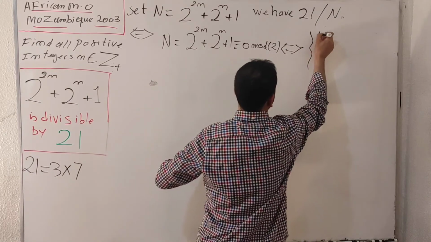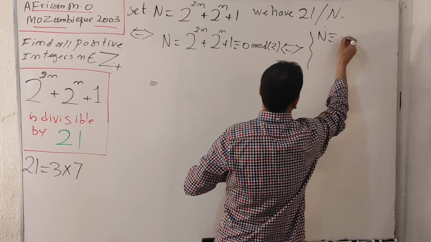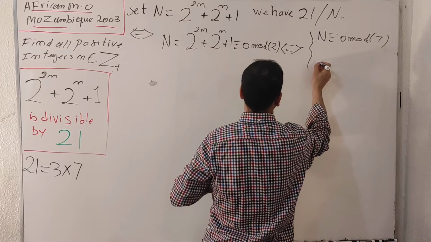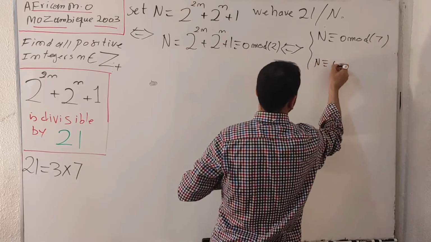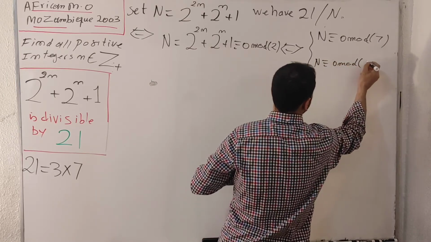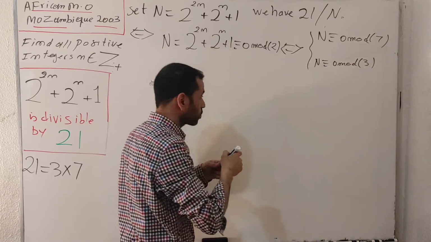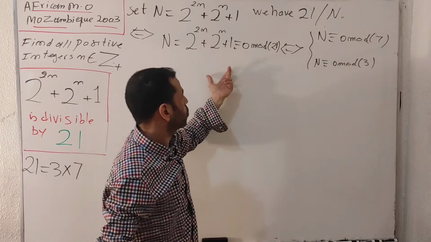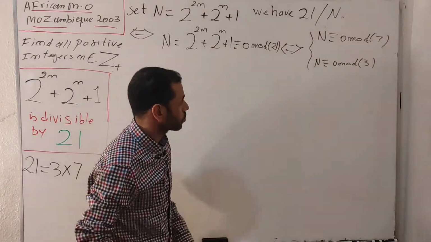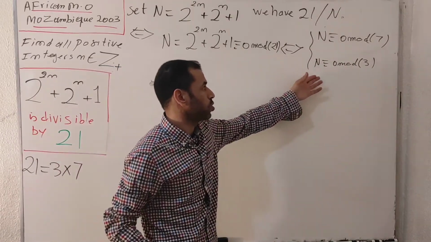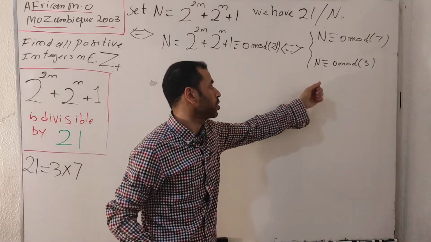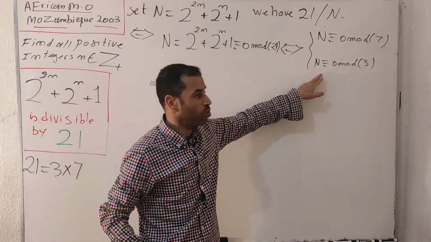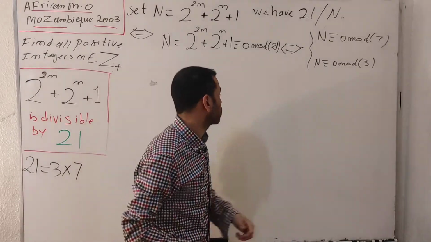This is equivalent to capital N being congruent to 0 mod 7, and also capital N being congruent to 0 mod 3. In other words, 21 divides this term means that 7 divides this term and 3 divides this term. Now this is already reduced to mod 7 and mod 3. I'm going to work on the mod 3 equation first.